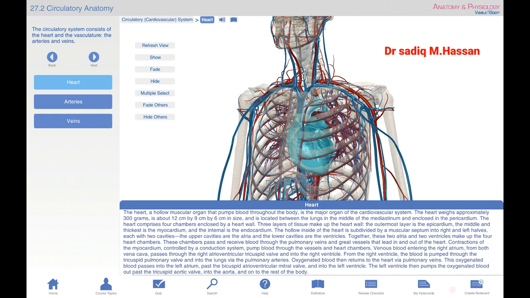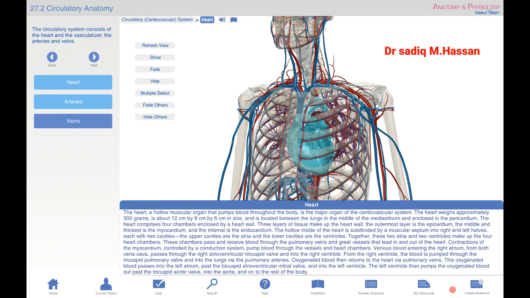Then it returns into the heart via the pulmonary veins. So oxygenated blood passes into the left atrium, passes through the atrioventricular mitral valve, and into the left ventricle. The left ventricle then pumps oxygenated blood through the aortic valve into the aorta and on to the rest of the body. So that is the heart.